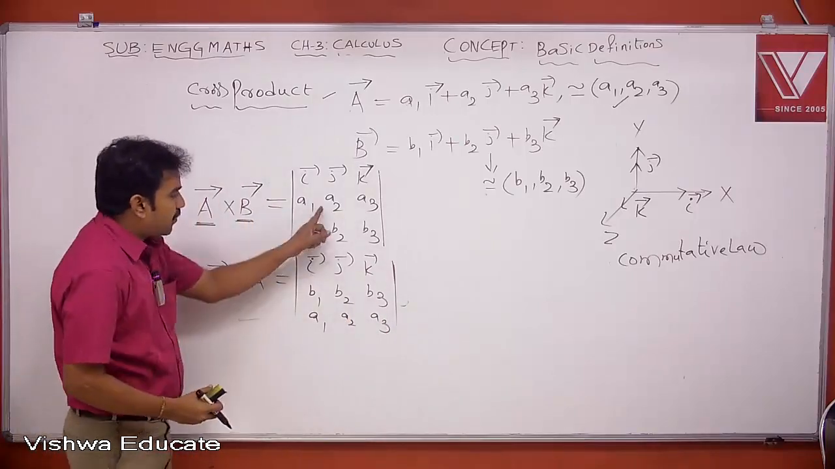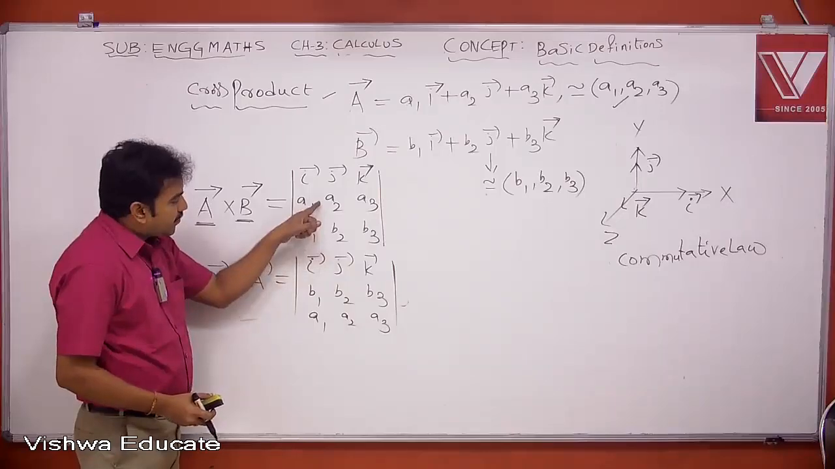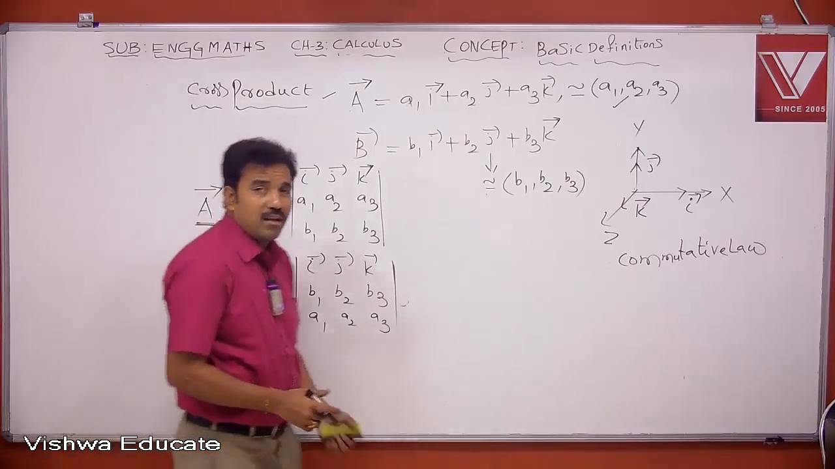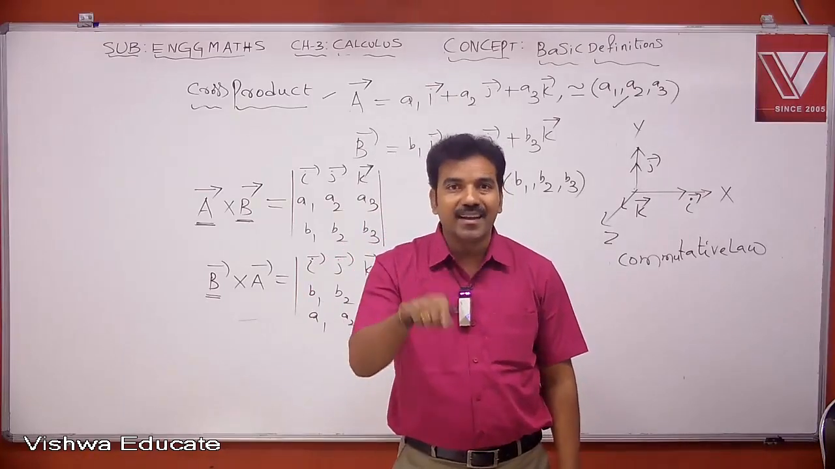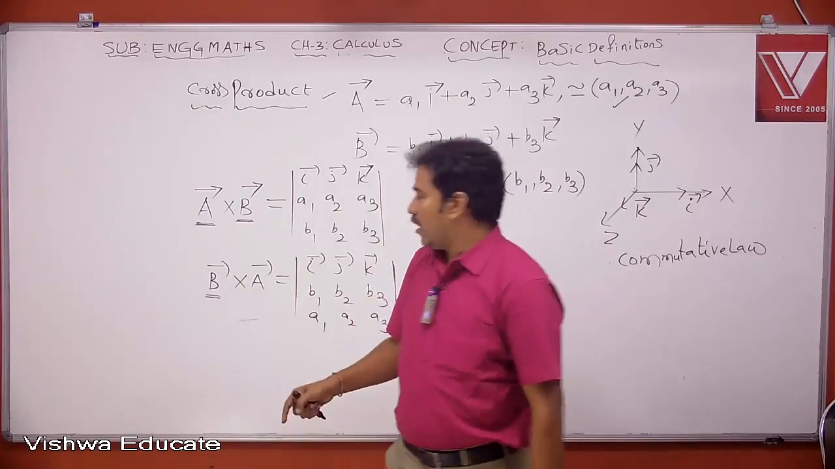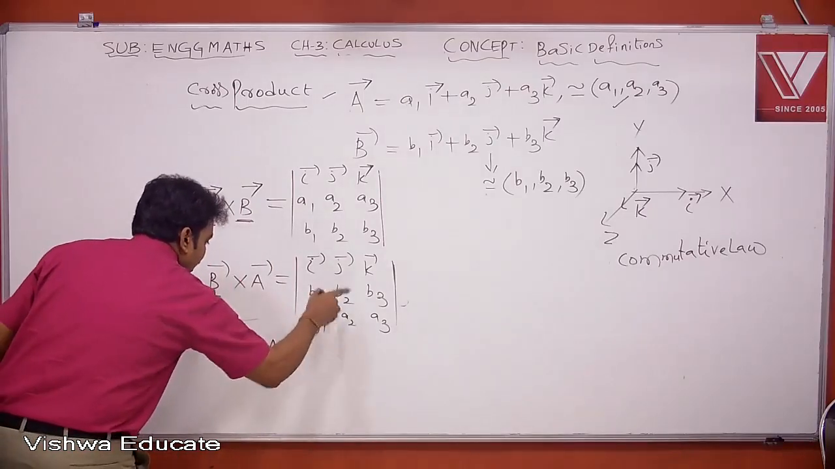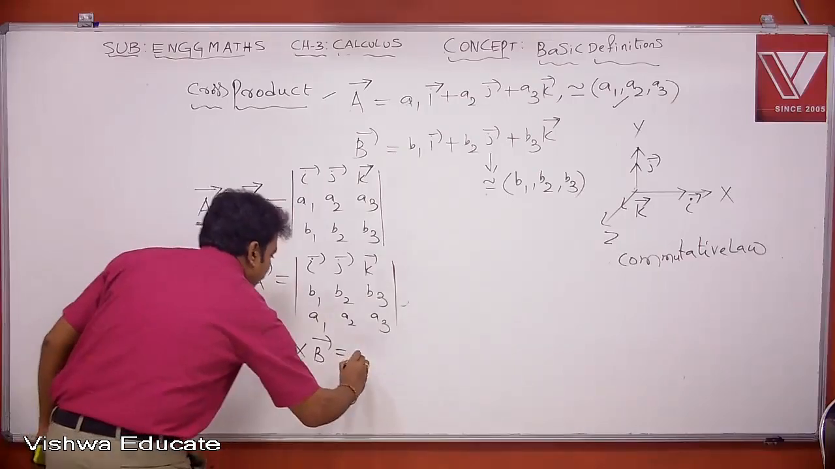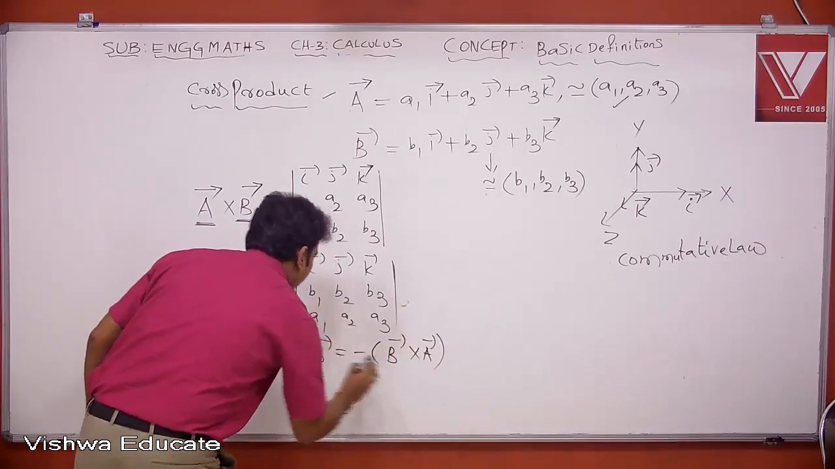Now look at the difference between this and this. Here the first rows are the same, but here the second row becomes the third row and the third row becomes the second row. We all know that when two rows are exchanged one time, the determinant is affected by a negative sign. Got it? Therefore, the difference between this and this is the change of second and third rows. Therefore, A bar cross B bar is equal to minus of B bar cross A bar.